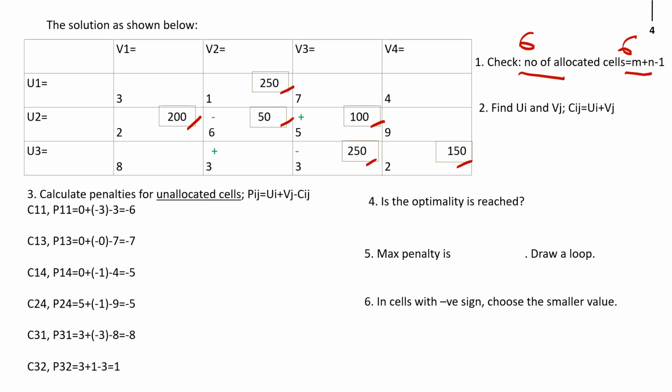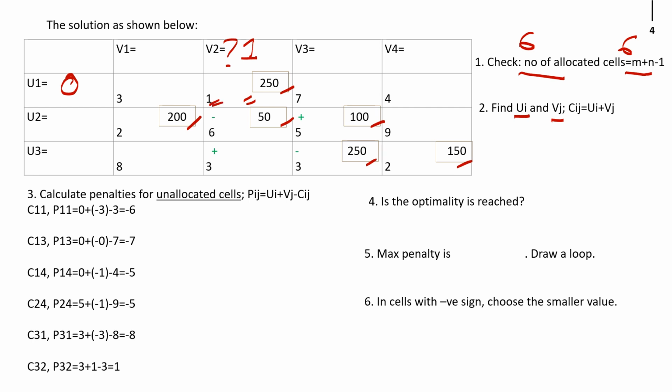And for the MODI method, we need to find Ui and Vj. Now we refer to the allocated cells only. I repeat, allocated cells only. Okay, we start with U1. U1 always starts with 0. Then the first allocated cell is this cell. 0 plus what value equals 1? The answer is 1. 0 plus 1 is 1.